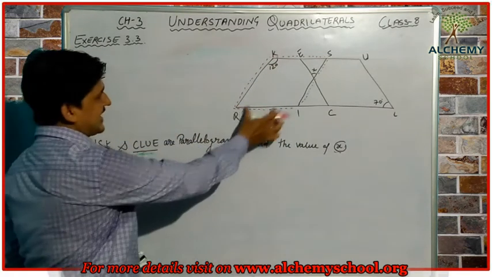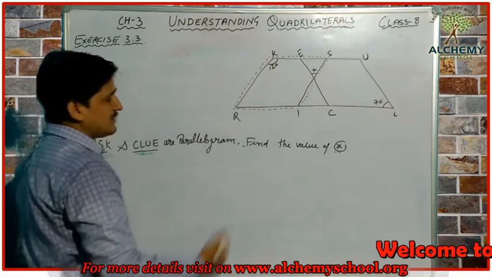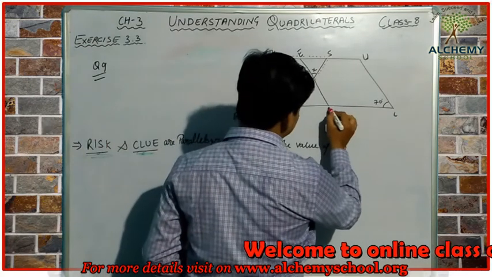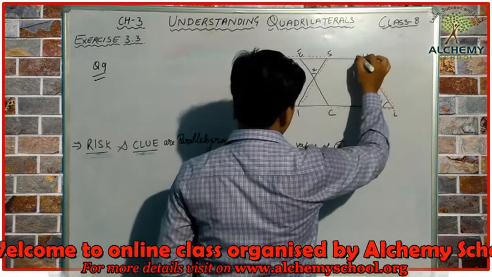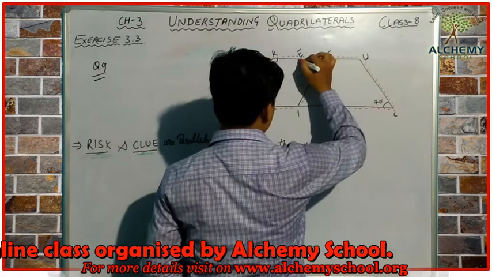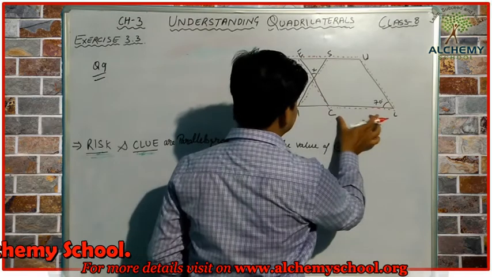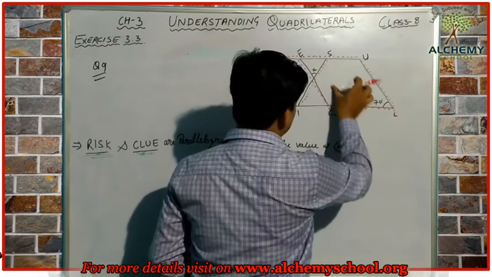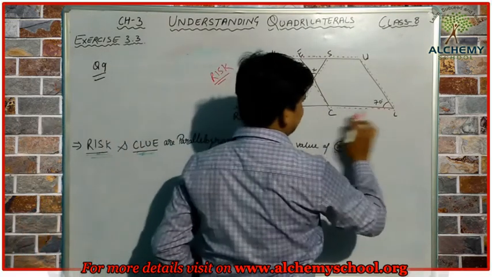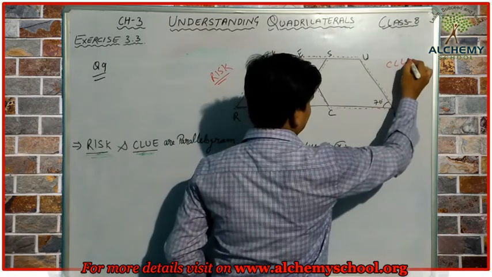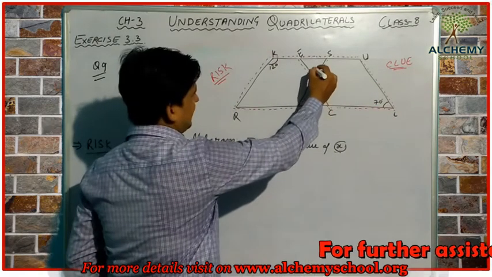Now we can see this is RISK and exactly we can say RISK is a parallelogram. The same way we can see the other parallelogram, that is CLUE. This is also a parallelogram. So this is RISK, a parallelogram. This is CLUE, and this is also a parallelogram. We have to find the value of this x.